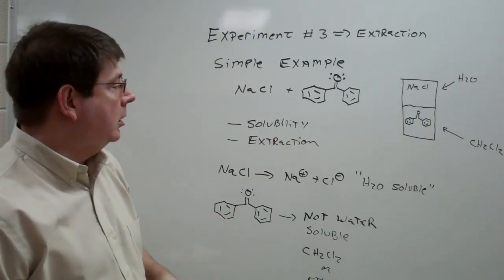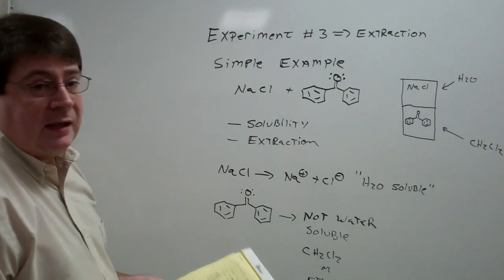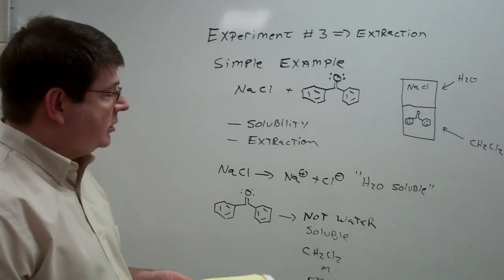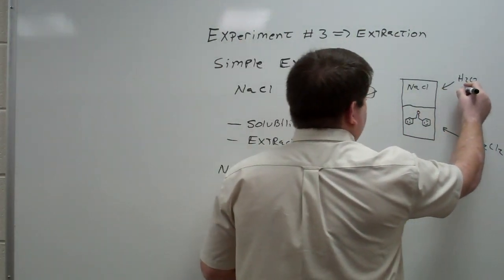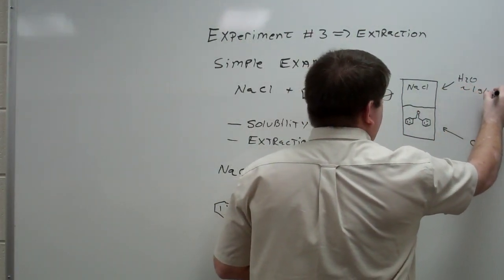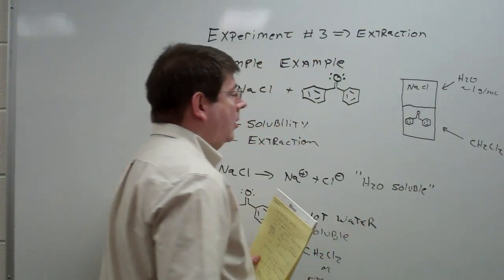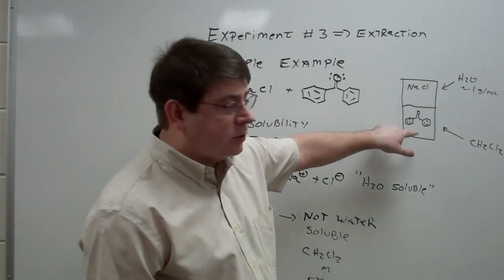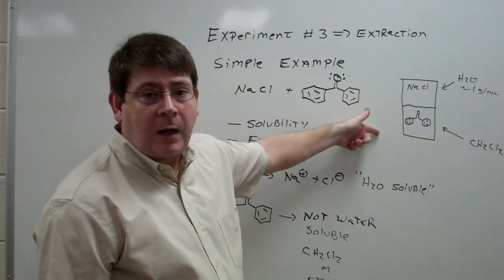If somebody didn't give this to you, how would you know? You would know this based on density. So you need to look up the densities of the two liquids to determine. We know that the density of water is approximately 1 gram per milliliter, and we know that methylene chloride is much greater than 1 gram per milliliter. Those are values that you can actually look up. And the most dense liquid will always be on the bottom.